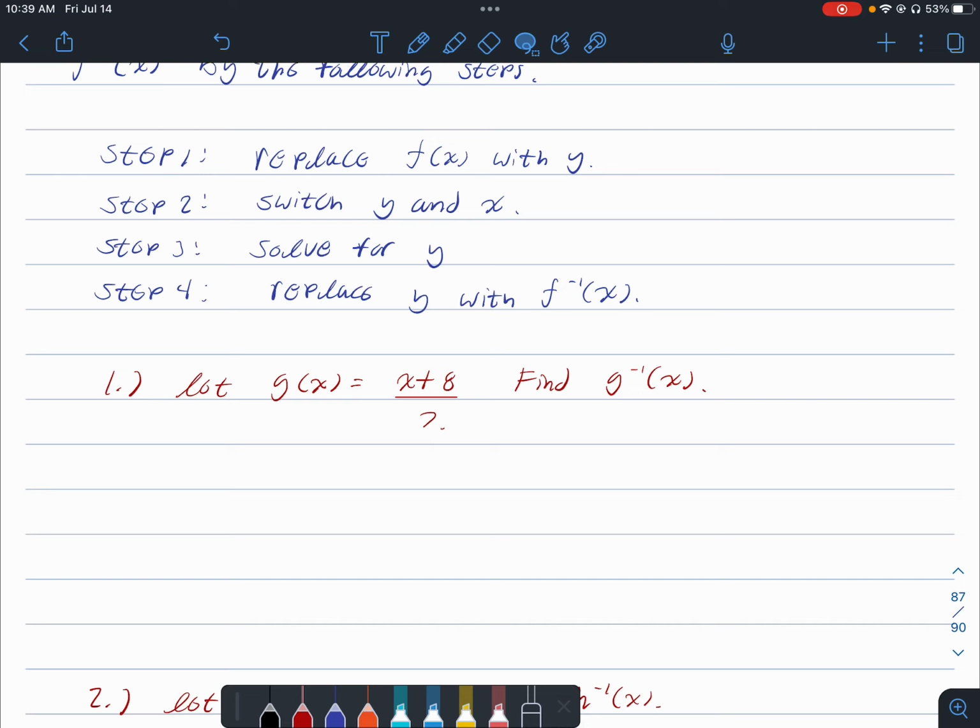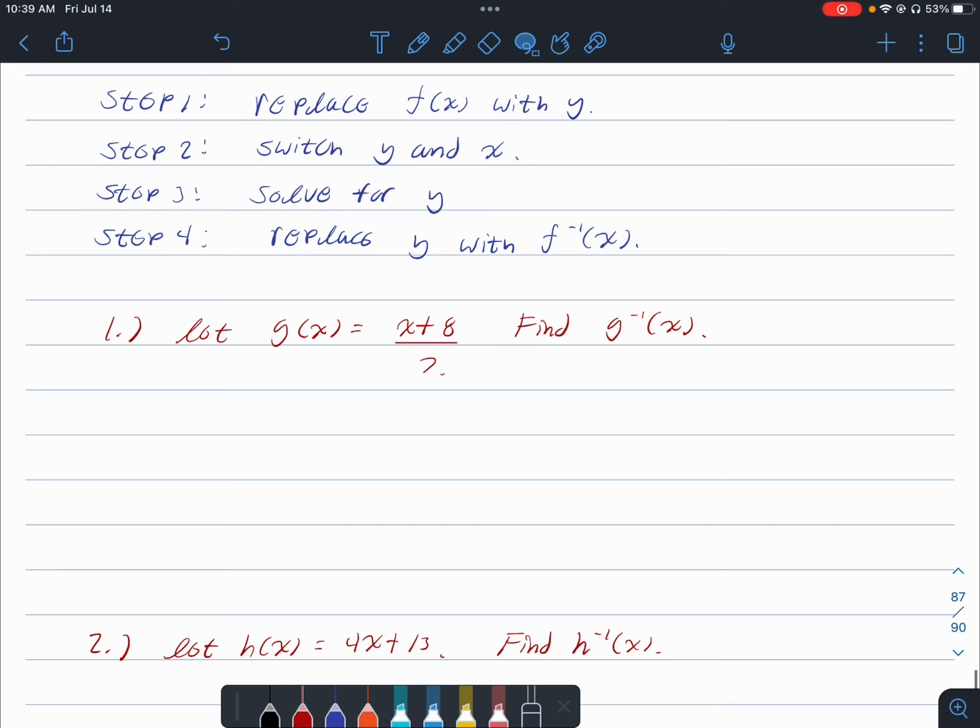Step one, we can replace f of x with y. Step two, we're going to switch y and x. Step three, we're going to solve for y. And step four, we're going to replace y with f inverse of x. So we're going to do several examples here to show this process, to show how it works.